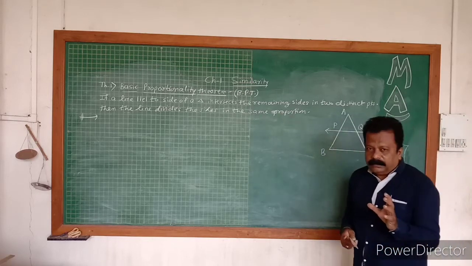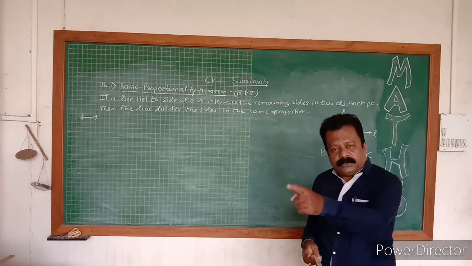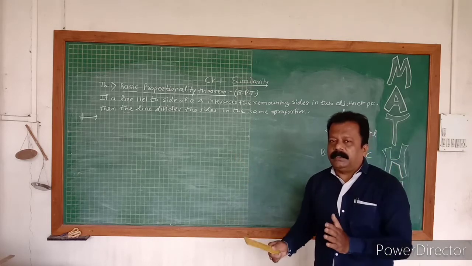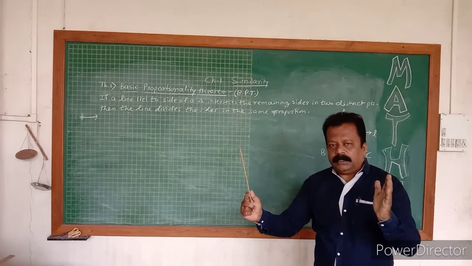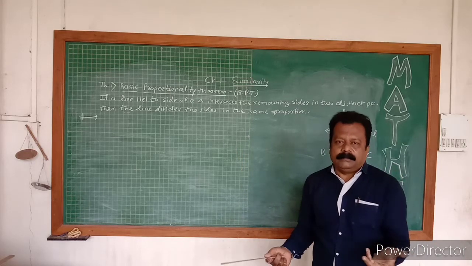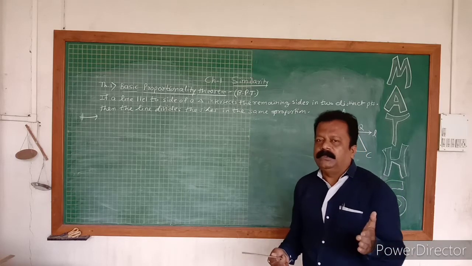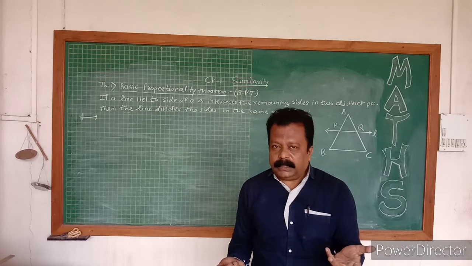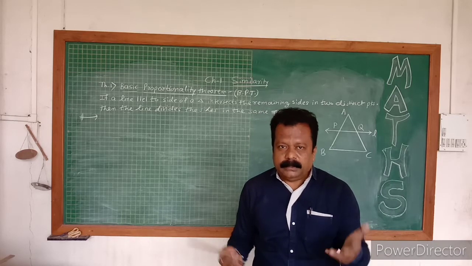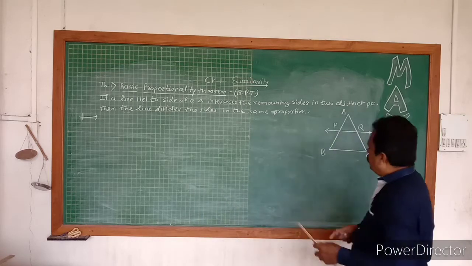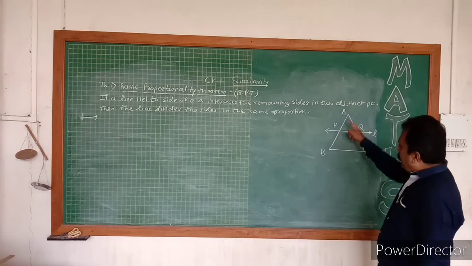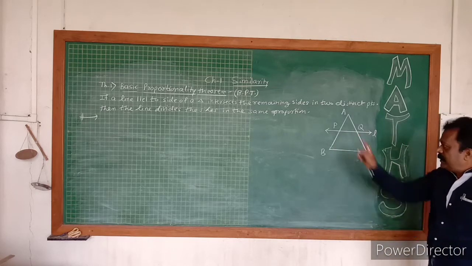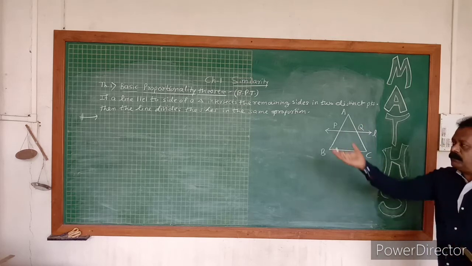Same proportion means what? Numerator upon denominator is equal to numerator upon denominator. This ratio must be equal. A upon B is equal to C upon D. A upon B is one ratio, C upon D is one ratio. Both ratios are equal means in same proportion. Suppose A upon B's value is 3:2 and C upon D's value is 3:2, then both ratios are equal, means same proportion. So AP upon PB is equal to AQ upon QC, that you have to show.